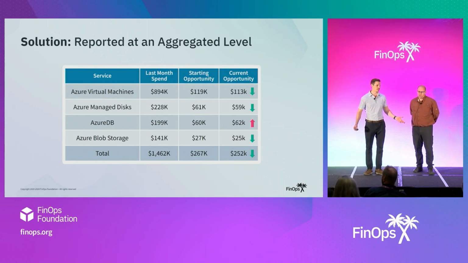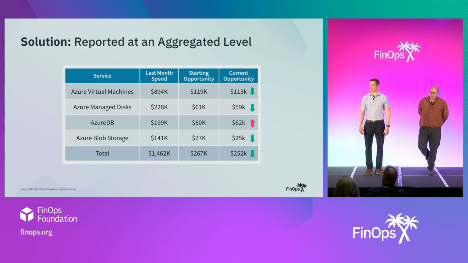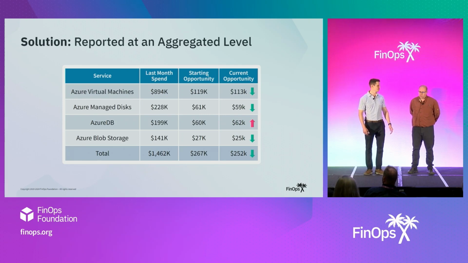The interesting thing to see was they were not doing quite as well as they thought they were. When they were looking at resource specifics, they thought they were doing better. When we started looking at it at an aggregated level, we realized there was a lot more to do.